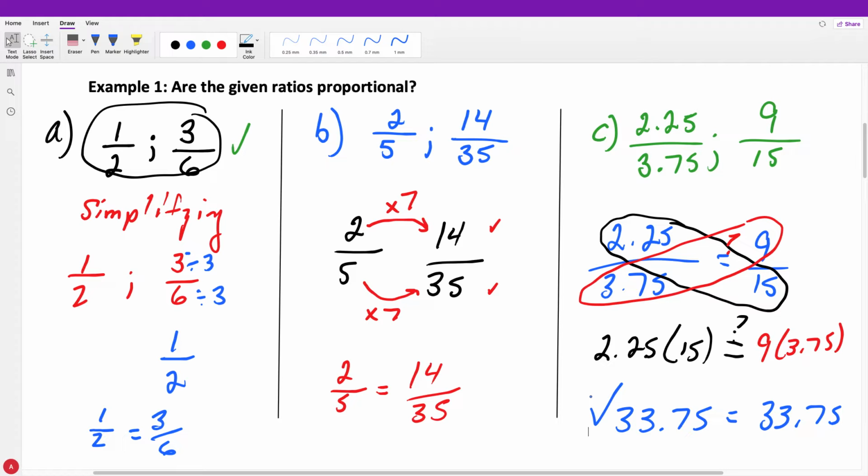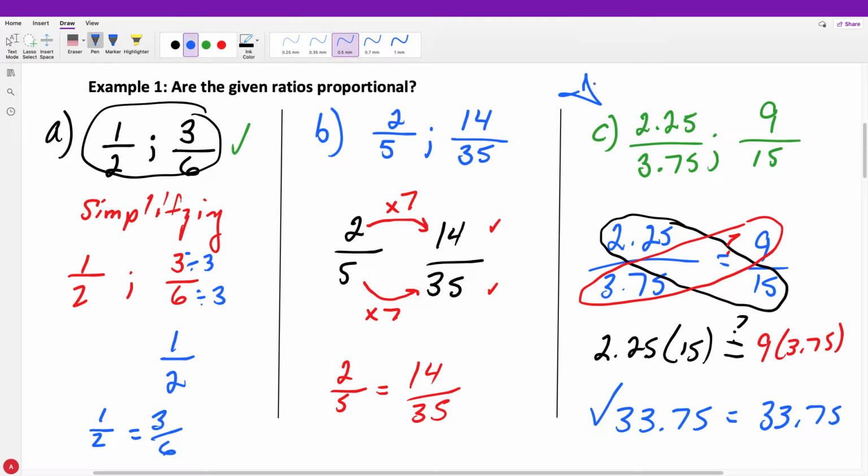All right, so there's 3 different ways we can determine if ratios are proportional, meaning that they're equal. We can simplify both fractions to see, do they reduce to give me the same fraction. We can see if there's a relationship that we can multiply both the numerator and denominator that holds true and is consistent for both. Or we can simply cross multiply.